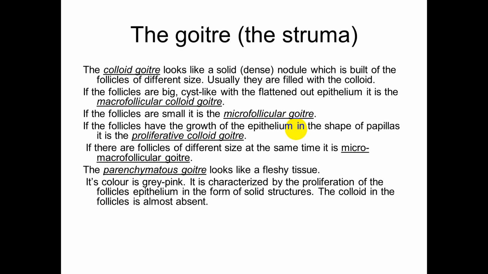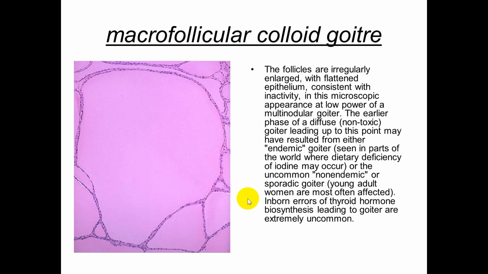And the parenchymatous goiter looks like fleshy tissue. Its color is gray-pink. It is characterized by proliferation of the follicular epithelium in the form of solid structures. The colloid in the follicles is almost absent. These are the microscopic signs of macrofollicular colloid goiter.